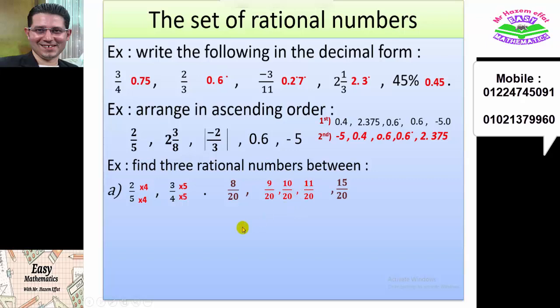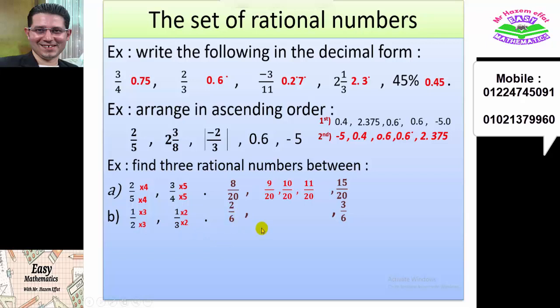Okay. Another exercise, he gave me a half and a third. By the same way, we must change them to the same denominator. Multiply by 3 here, up and down. It will be 3 over 6. And multiply here by 2 up and down. It will be 2 over 6.